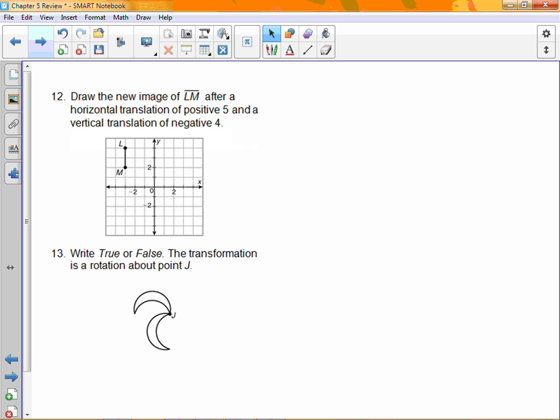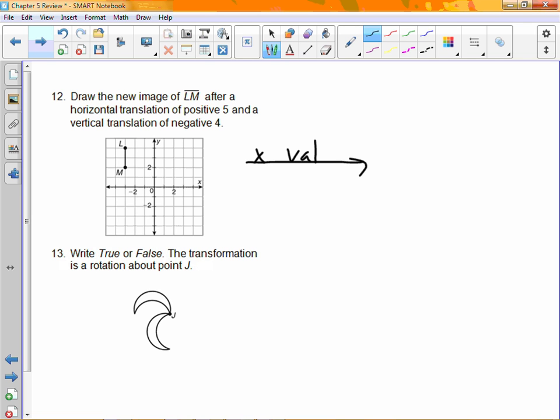Draw the new image. Remember, the image is where you stop. The pre-image is where you start. After a horizontal translation. Good question. Horizontal translation is moving in that direction. If you move in that direction, what values do you change? X values. That's right. It's horizontal. That's a horizontal translation. A vertical translation is your y values.